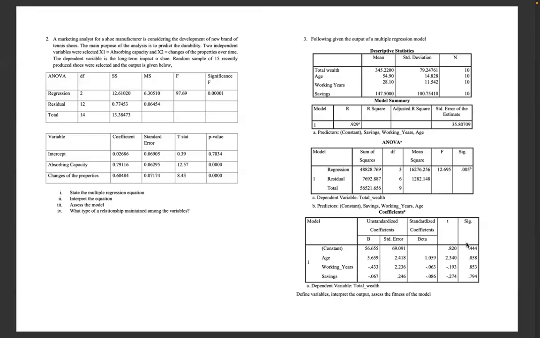That part is done. Now they are telling us to interpret the output. So for the interpretation of the output, what are the things we should give? The intercept, 56.655, plus 5.659 into age, minus 0.433 into working years, minus 0.067 into savings. Yeah, that is only from the multiple regression. But here they have given us the descriptive statistics as well for this one.